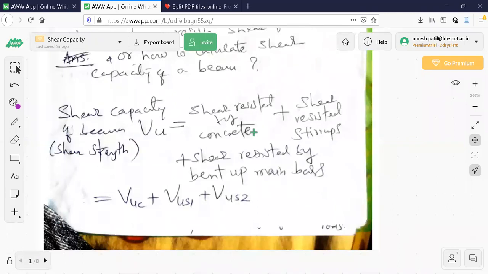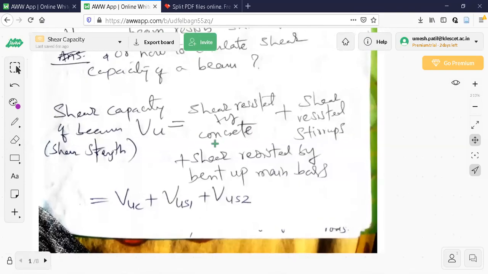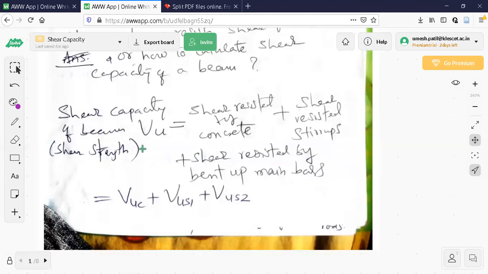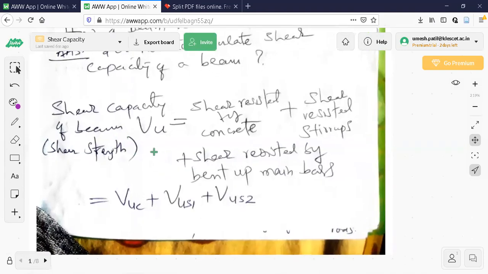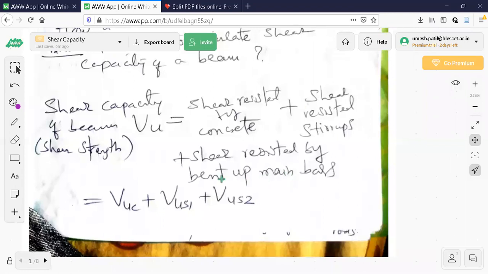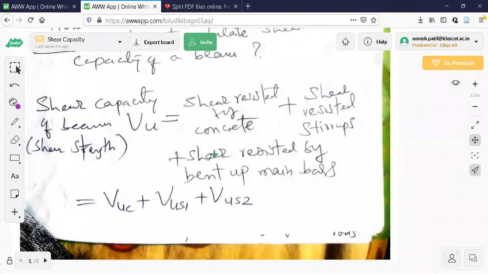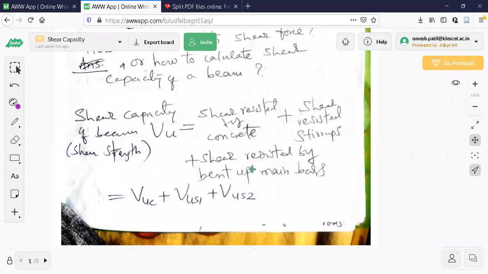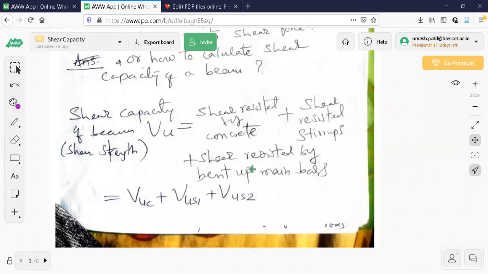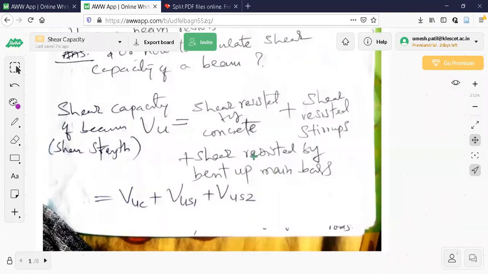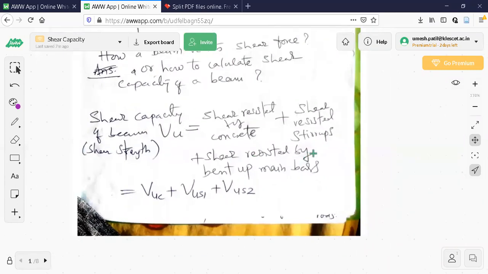Let us say I have calculated the shear force, which is WL by 2. Some value is there, say 20 kN. Now, whether 20 kN can be resisted by the beam or not, I have to check. So I am finding the shear capacity of the beam VU. It is the sum of shear resisted by concrete alone, shear resisted by the stirrups, then third, shear resisted by bent up main bars, which is not normally practiced nowadays. Nobody does it because it becomes labor intensive. The cost of labor is involved here. That is why they are avoiding it. But even then, I will show you that one.